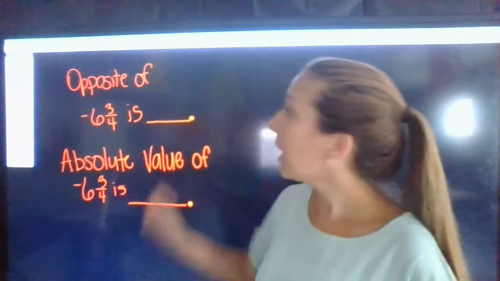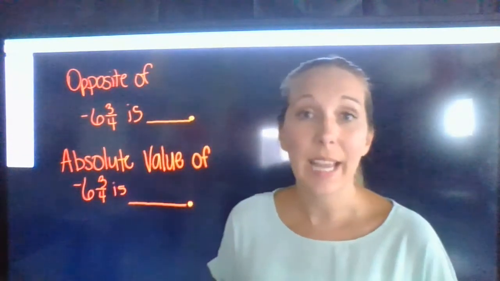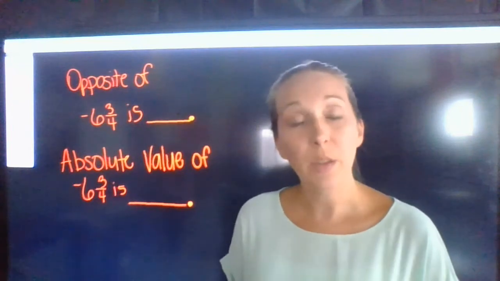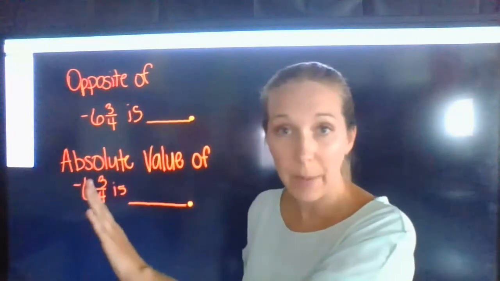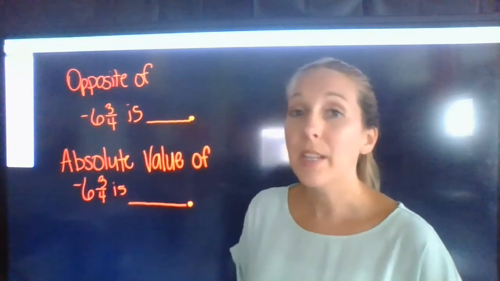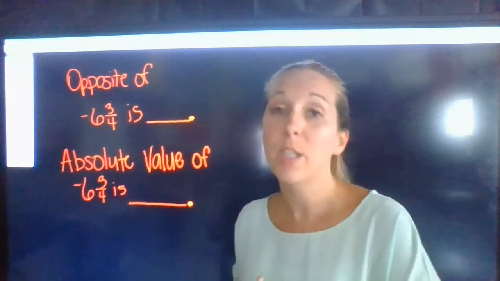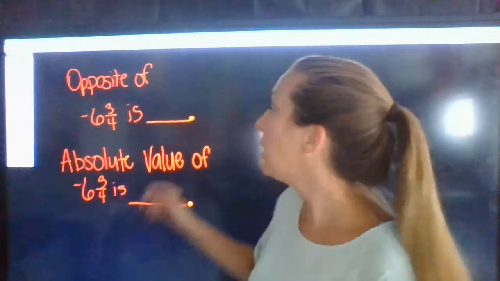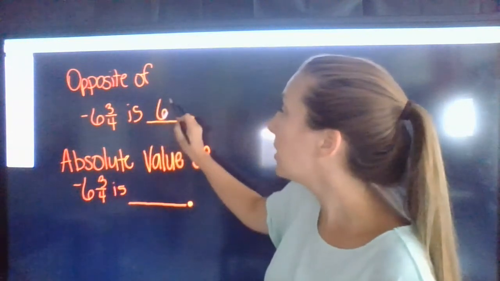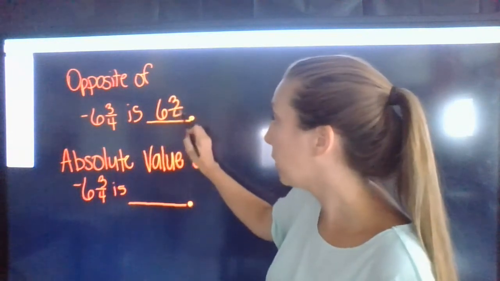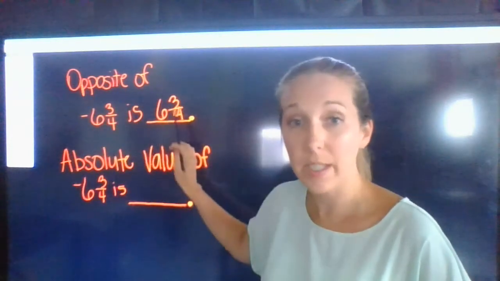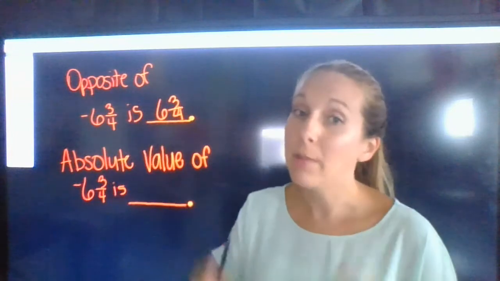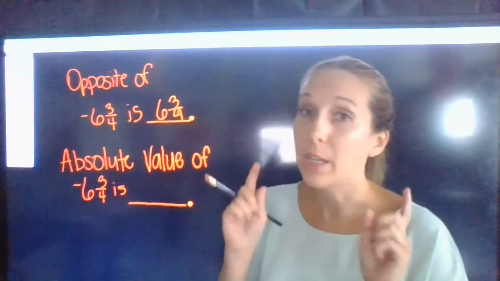Now we're going to look at the opposite of negative 6 3/4. Negative 6 3/4 is 6 3/4 spaces to the left of 0 on a number line. So the opposite of that would be 6 3/4 spaces to the right of 0 on a number line. So it's going to be a positive 6 3/4. So 6 3/4 and negative 6 3/4 are opposites. They have the same absolute value, but they do not have the same value.